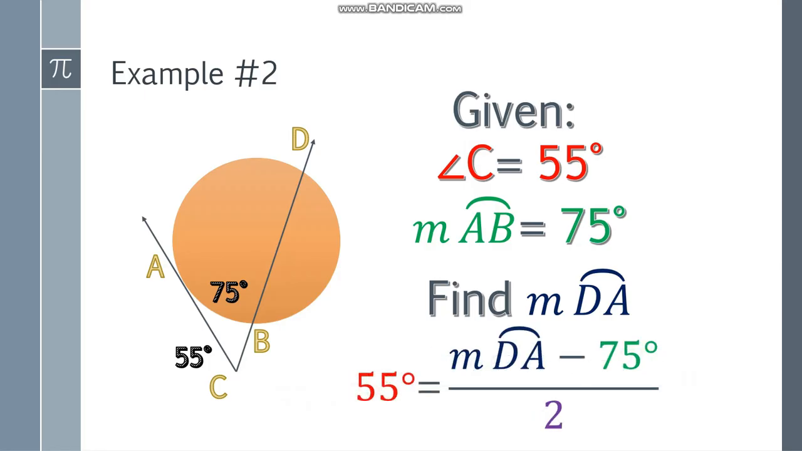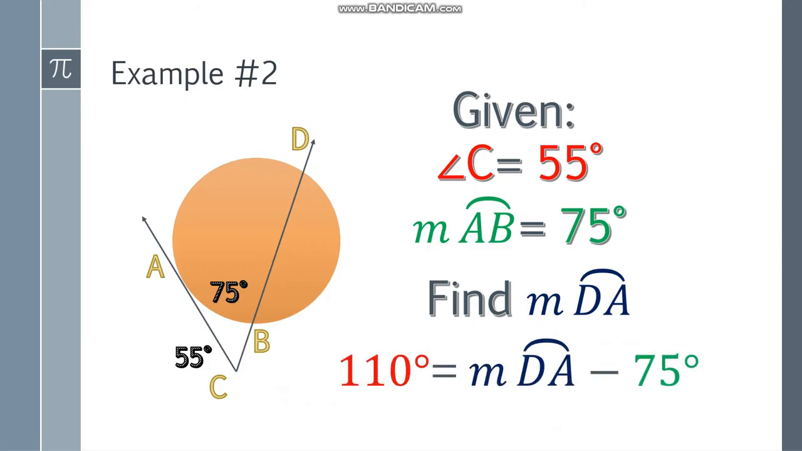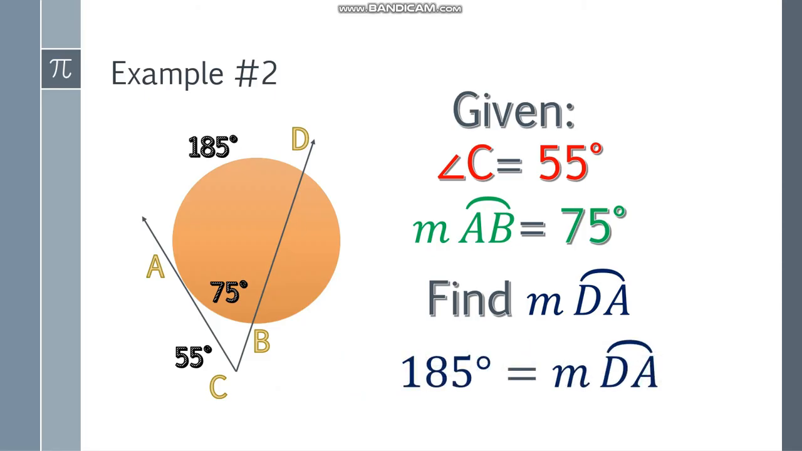Now, to solve that, we use algebra. Multiply both sides by 2 and you will get 110 degrees, so the fraction will be gone. We only have the measure of arc DA minus 75 degrees in this equation. Next, we need to find the measure of arc DA. You just add 75 to both sides of the equation, and you will get 185 degrees. So this is the answer. We have already found the value of arc DA.